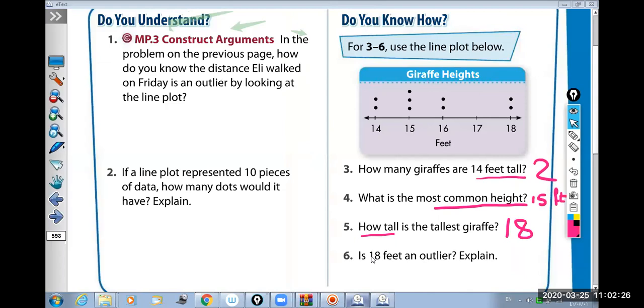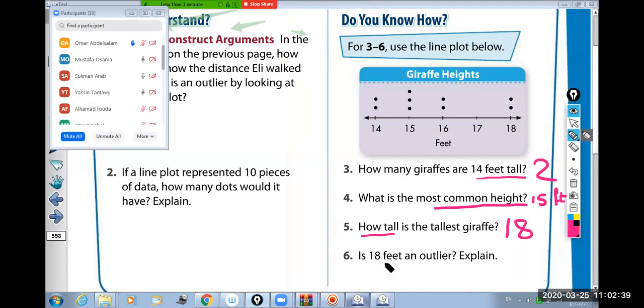Is 18 feet an outlier? Explain. Is 18 feet an outlier or not? Is there a big distance here or a small distance? More distance.